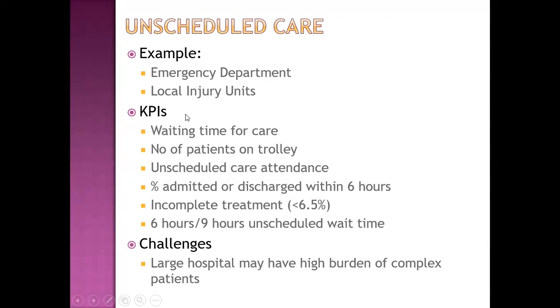The KPIs, as we have already seen, include waiting time for care, number of patients on trolleys who are waiting, unscheduled care attendance, percentage admitted or discharged within 6 hours. We have seen the key time intervals as 4 hours, 6 hours, 8 hours. Incomplete treatment should be less than 6.5%, 6 hours and 9 hours unscheduled wait time. Challenges include that large hospitals may have a high burden of complex patients, so we cannot compare these KPIs among hospitals.